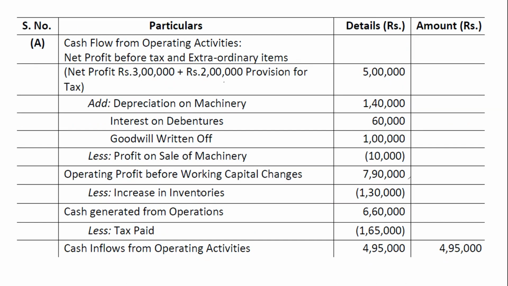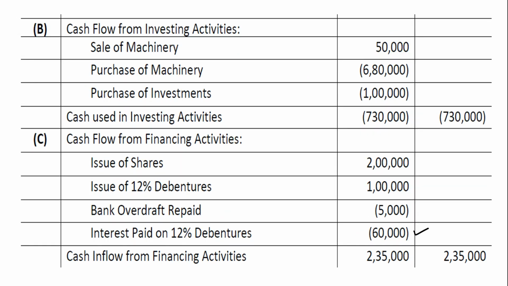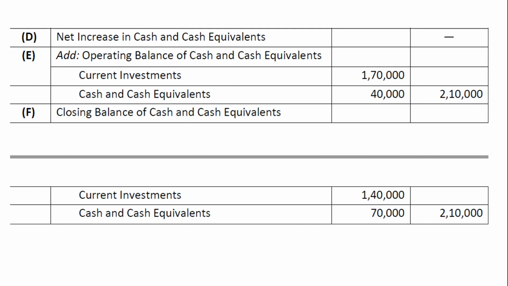So the three activities, 4,95,000 plus 2,35,000 minus 7,30,000 results actually in nil amount as net increase or decrease in cash and cash equivalent. It nullifies. So normally you will get an amount. If you don't get, don't worry, it can also be like this. Then you add the cash and cash equivalents at the beginning. So opening balance of cash and cash equivalents. As I told you, cash and cash equivalent balance and the current investment has to be included here.